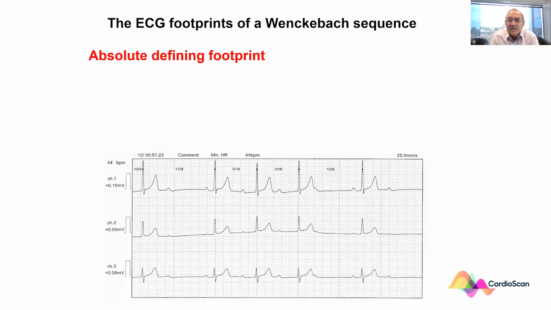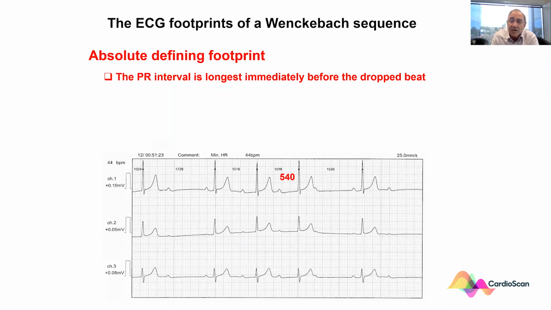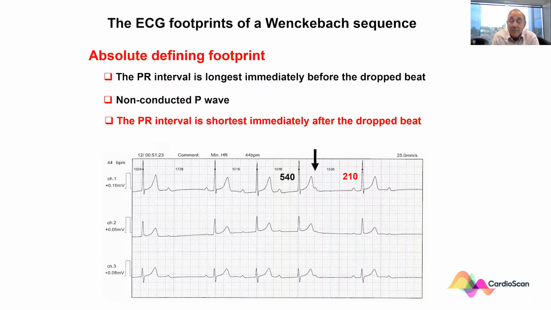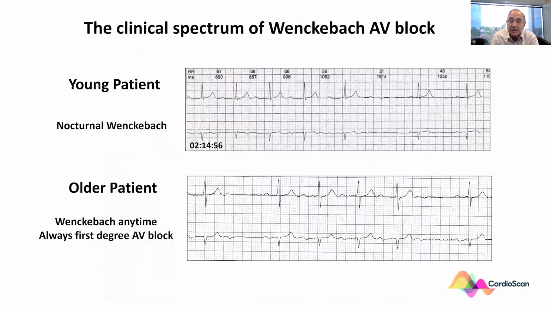One of the important things that we need to understand about Wenckebach sequence is the absolute defining footprint. This is because there are a huge number of different types of ECG presentations of a Wenckebach sequence, and these are all what we call atypical. But there's one absolute defining footprint, and that is the PR interval is longest immediately before the drop beat. There is a non-conducted P wave, and the PR interval is shortest immediately after the drop beat. This is the absolute defining footprint.